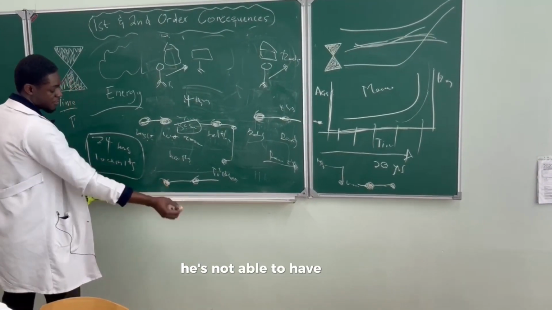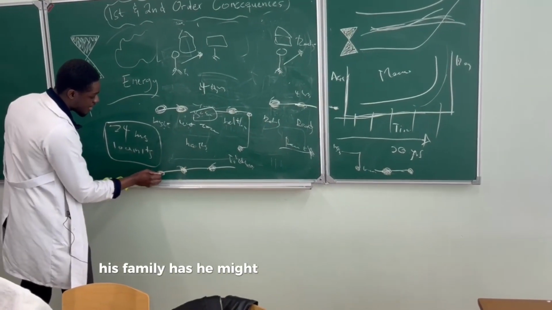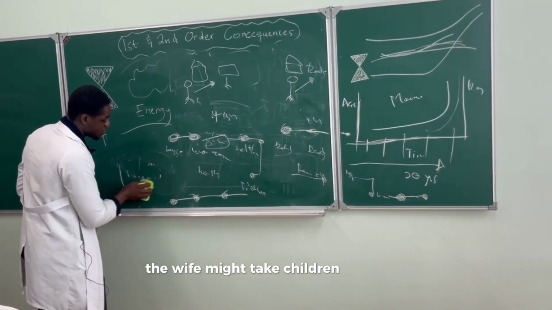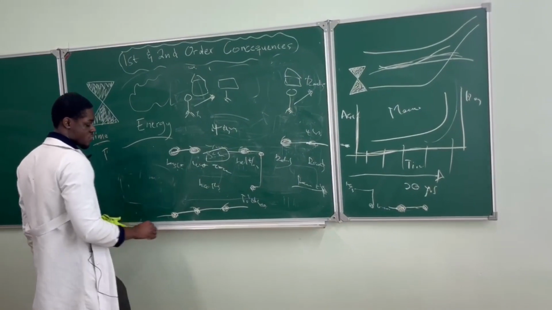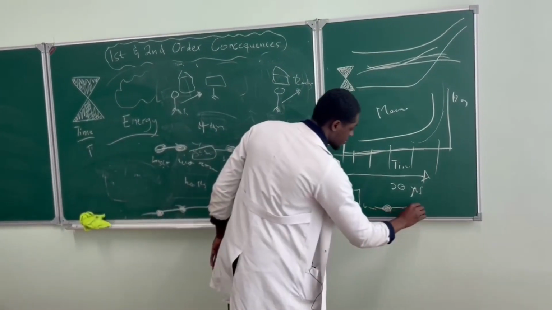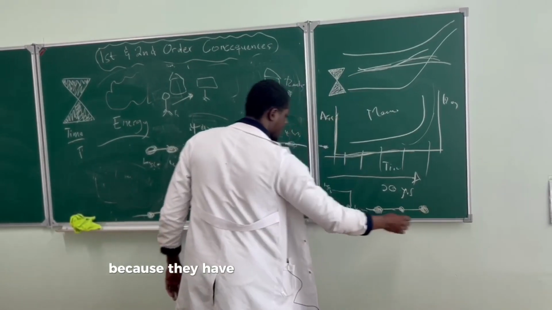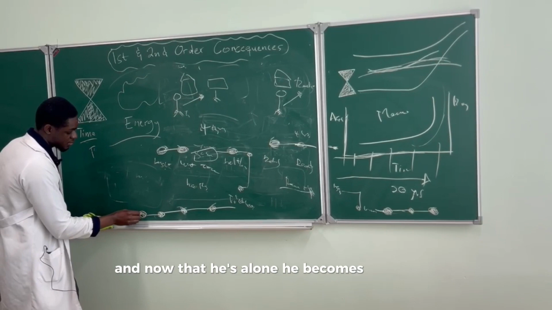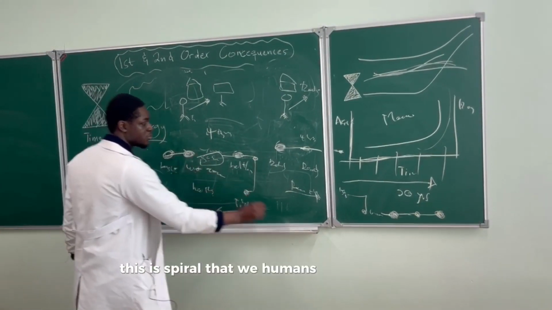he's not able to have money to afford the lifestyle that his family has, he might have a divorce from his wife. The wife might take the children from him, right? And this guy, his relationship with his family will be much better because they have financial freedom or whatever. And now that he's alone, he becomes depressed, right? And this is the spiral that we humans go through.